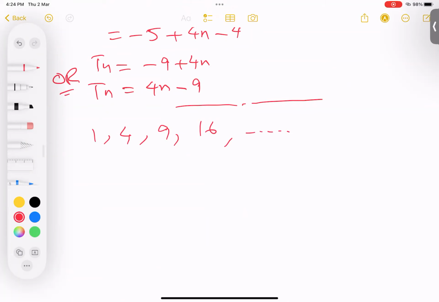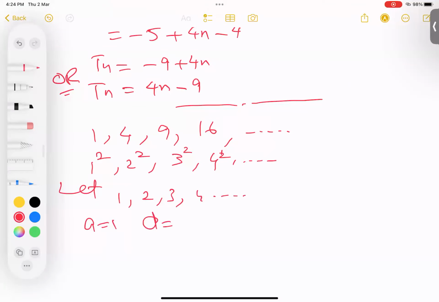You can sense here, this is the square of 1. This is the square of 2. This is the square of 3. This is the square of 4. And remove the squares, so assume the bases only, 1, 2, 3, 4 onwards. The first term is 1, and the common difference, 2 minus 1, is 1. I hope you got the point.